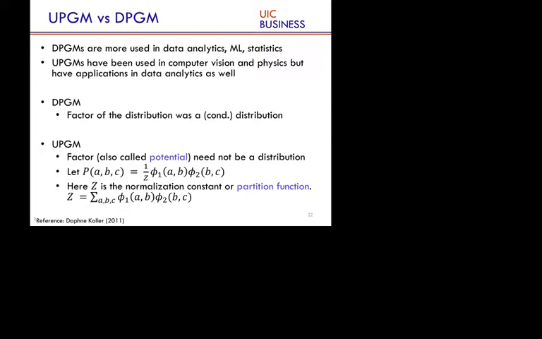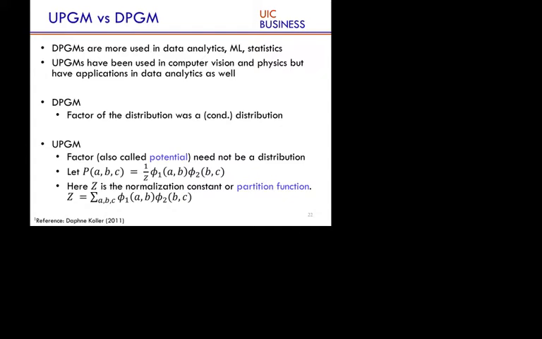One key difference between directed and undirected probabilistic graphical models is that directed models have factors of the distribution, which was the product form that we saw. Those factors were actually conditional distributions, right? Probability of xi given parents of xi is a conditional distribution. In undirected graphical models, the factors, the terms which get multiplied to represent the joint distribution, are also called potentials, and they need not be a distribution. They need not be anything.